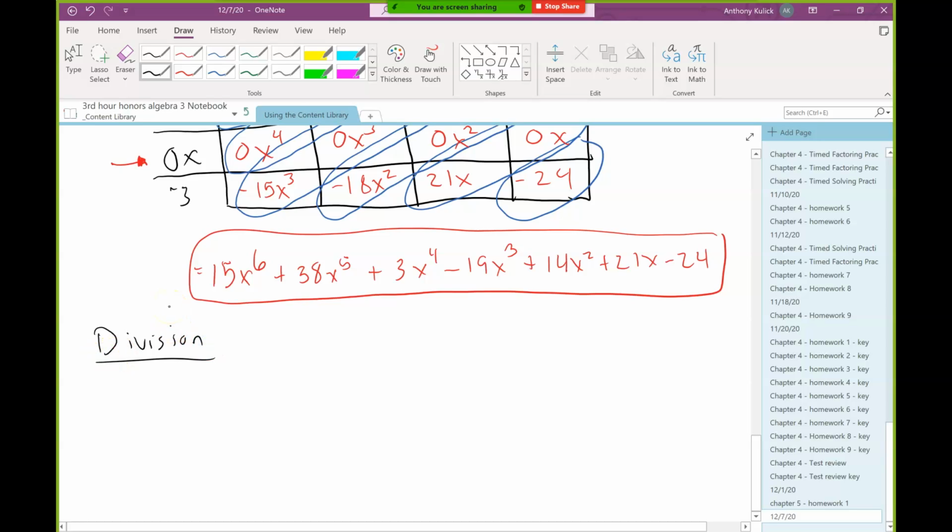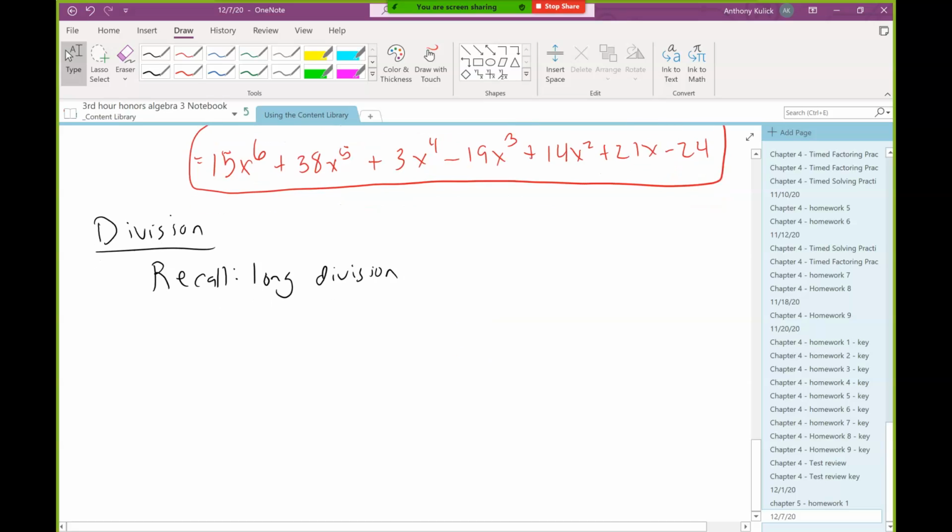Okay. Questions on multiplications? Okay. Next up is division. But before we do polynomial division, I want to go back and revisit long division that we did in elementary or middle school. Yep, that long division.